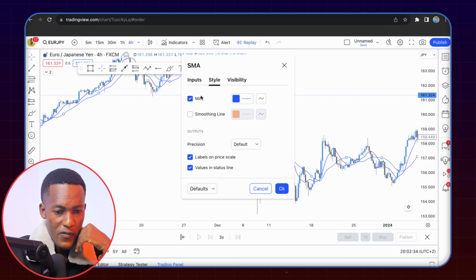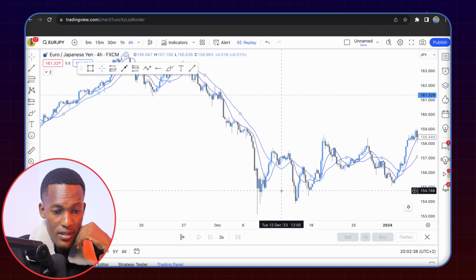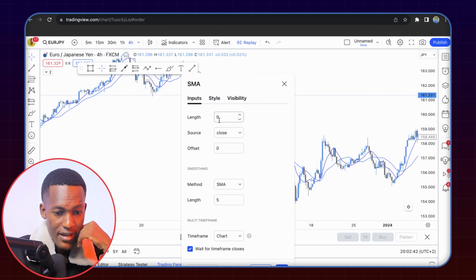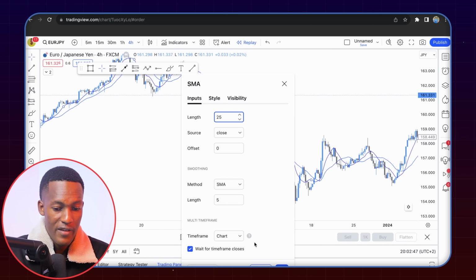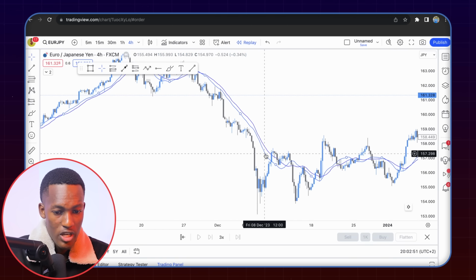Okay, so I would prefer, say, to keep the small one, 20, as blue. Okay, there we go. Then the next one, I'm just going to set it to a period or a length of 25. Okay, just come over here.